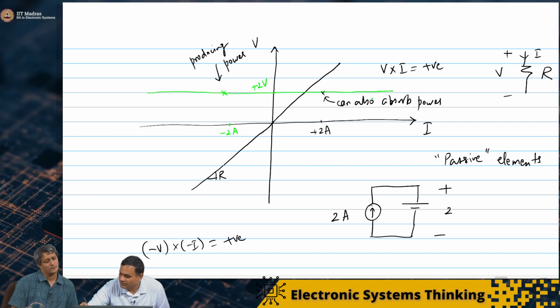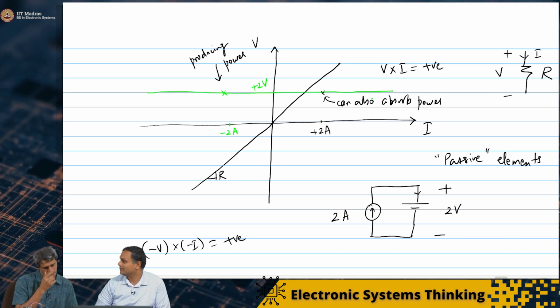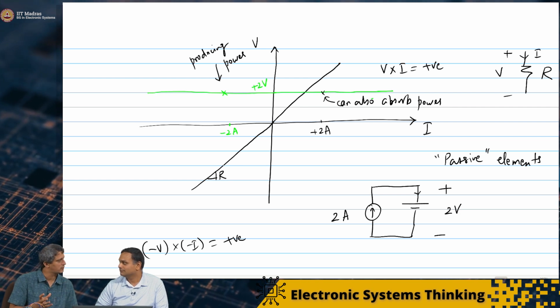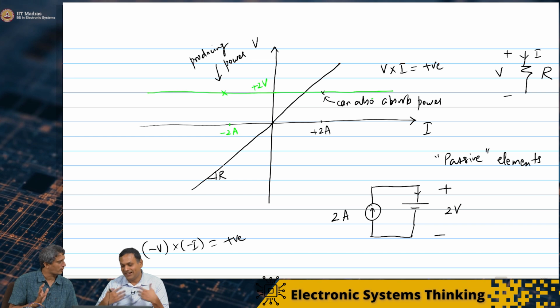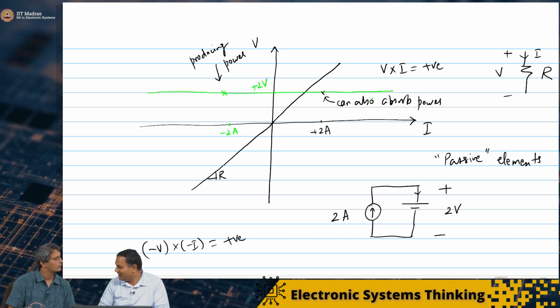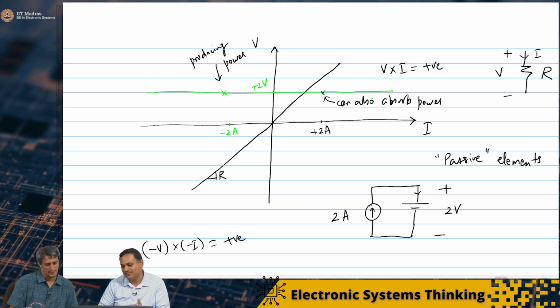So this is a 2 volt voltage source, and the current of 2 amperes is entering the positive terminal. So in this case, it is like a passive element. Exactly. It is absorbing power. But because it is also capable of delivering power, we never call a voltage source passive. That's right.